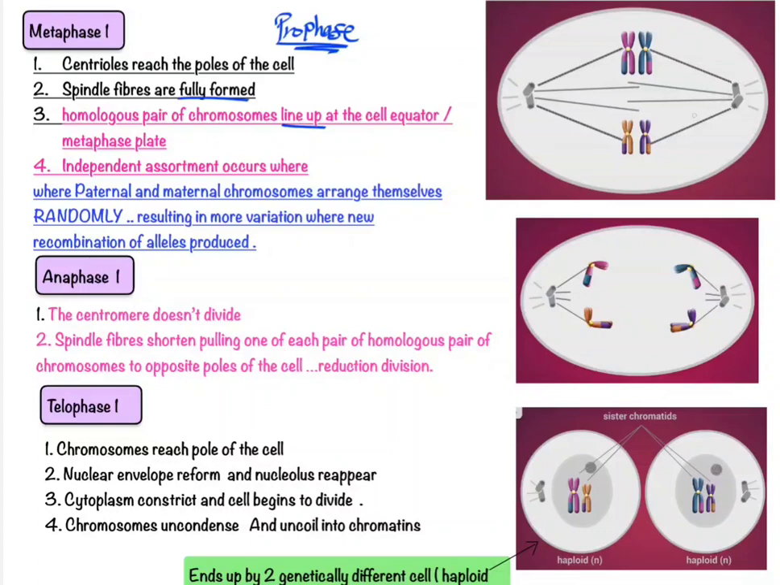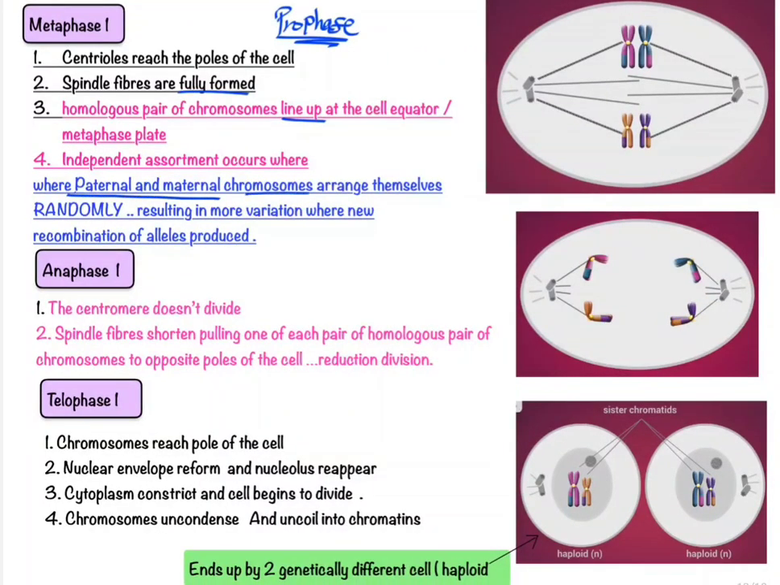So we know that the spindle fibers are fully formed and they align at the cell equator where the centrioles finally reached. After aligning, independent assortment occurs, which involves the homologous pairs of chromosomes arranging themselves randomly. The paternal and maternal chromosomes arrange themselves randomly, resulting in more variation where new recombinations of alleles are produced.